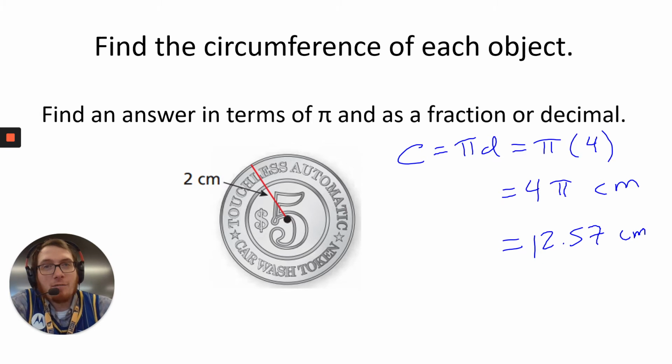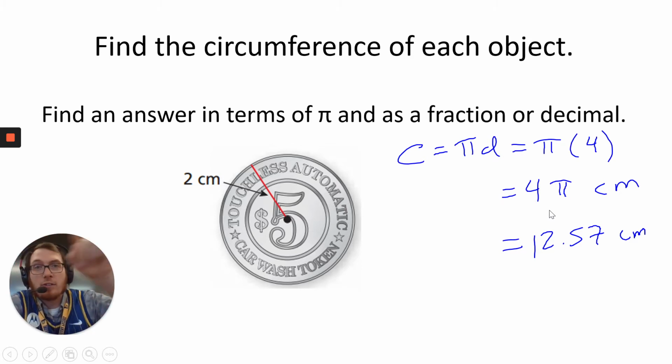The expectation for our class is you're going to write things in terms of pi and then write it as a decimal or fraction, probably a decimal in most cases. So for this question, circumference is pi times diameter. So pi times 4 is 4 pi. 4 pi centimeters, because that's just the distance around the circle. 4 pi is the first answer we're looking for. That's the answer in terms of pi.